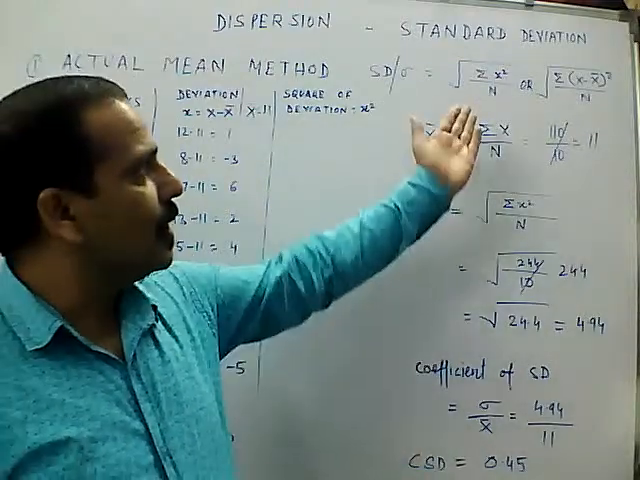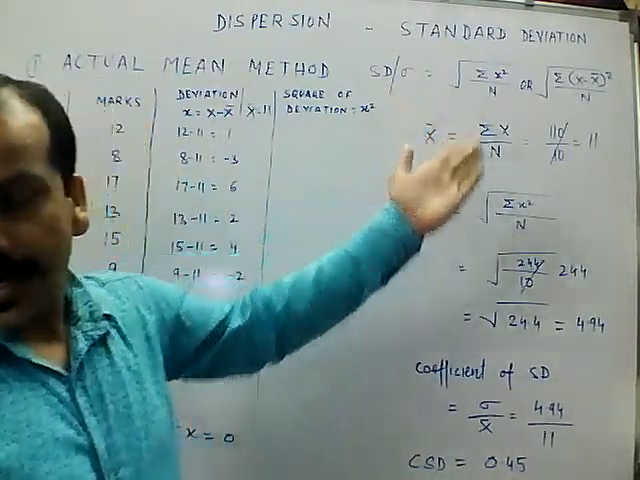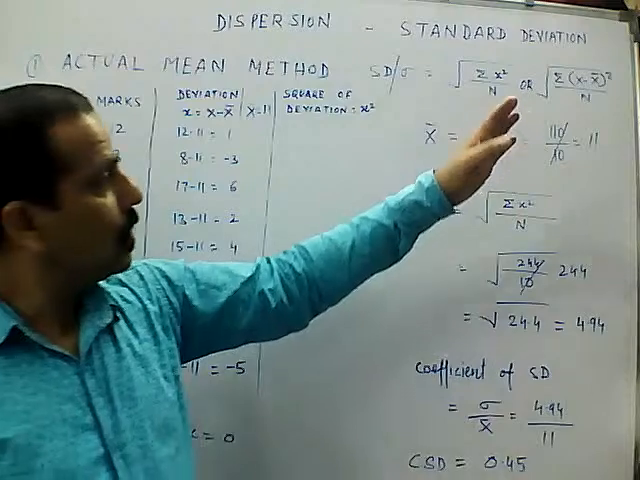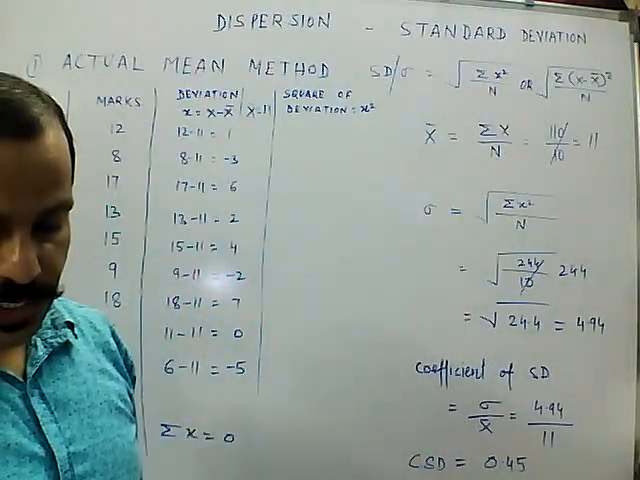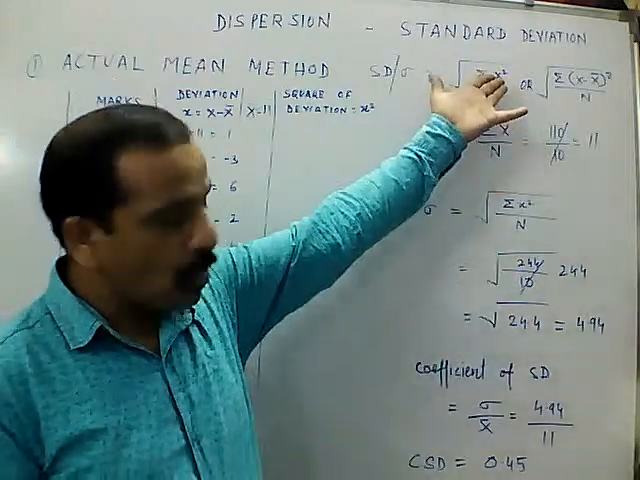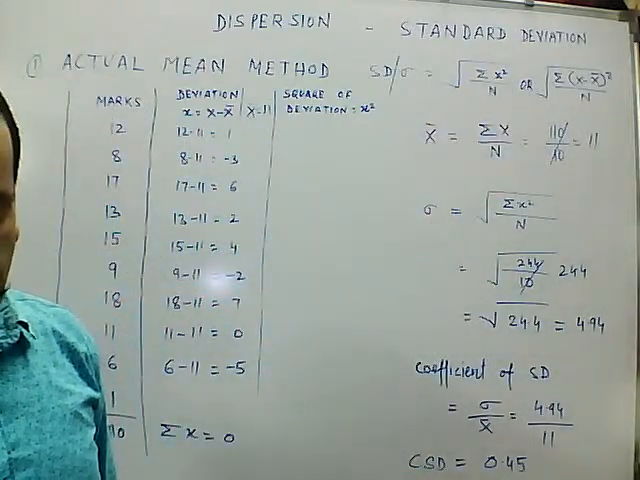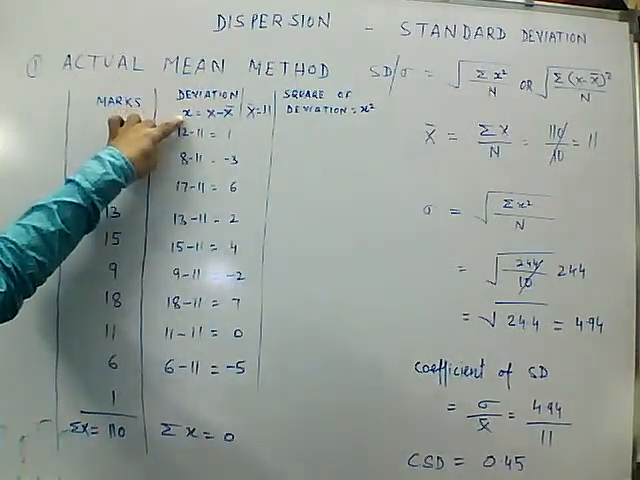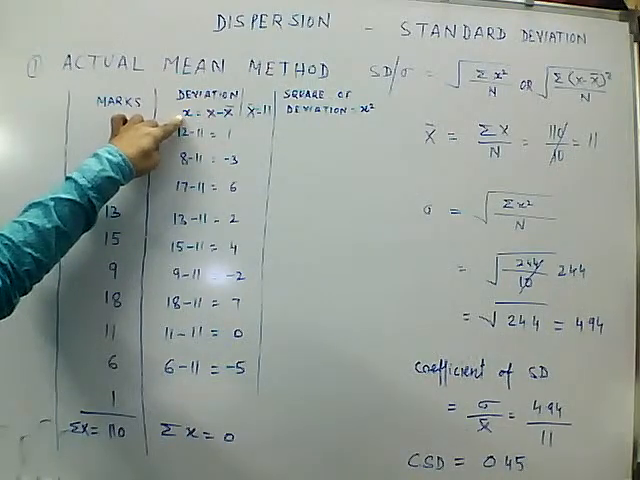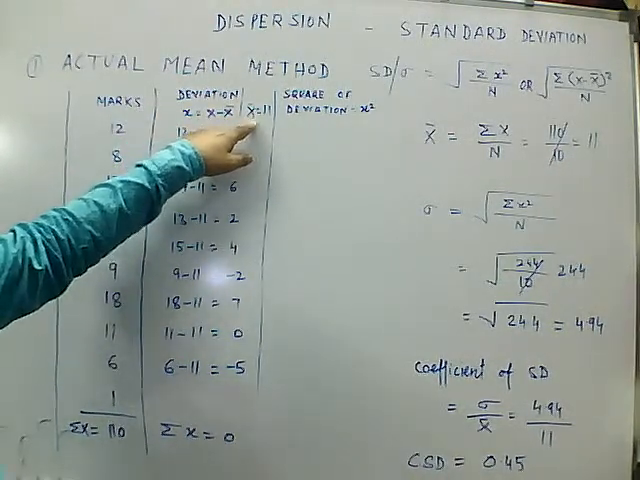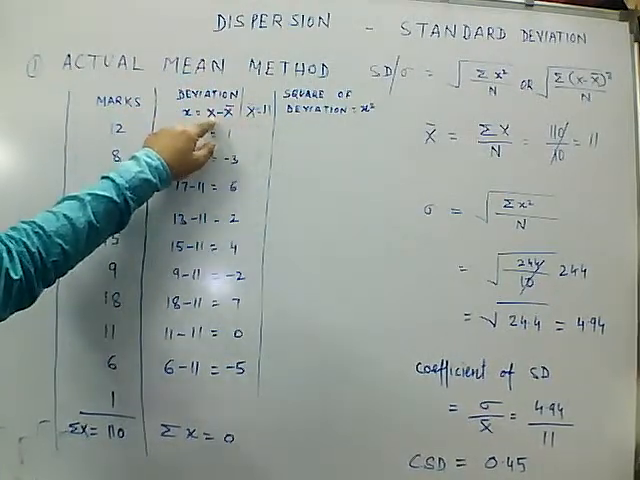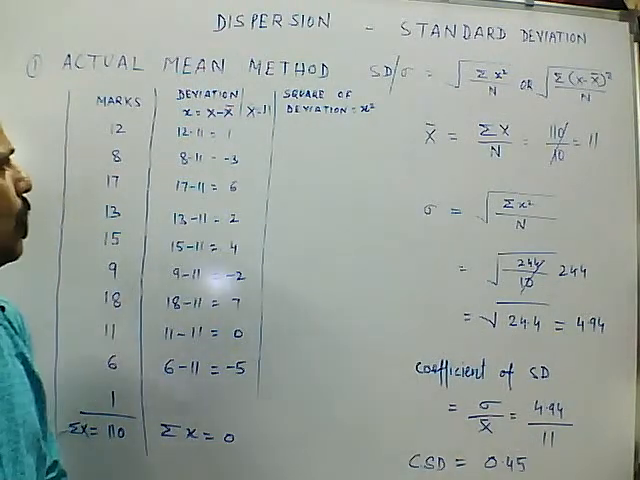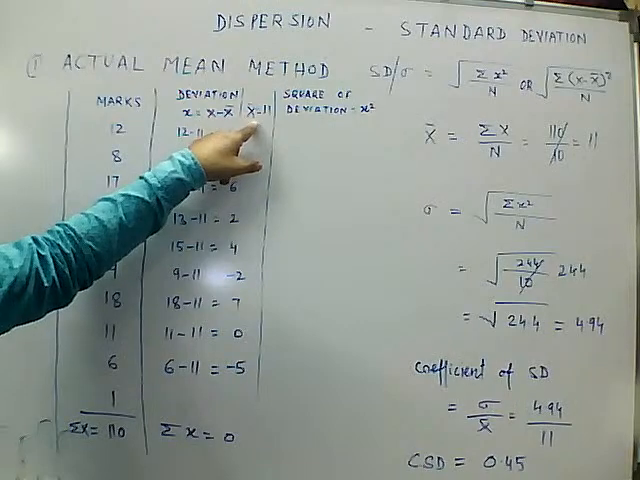So I'm going to repeat again. Standard deviation is a square root of the arithmetic mean of square of all deviations, square of all the deviation being measured from the arithmetic mean of the item. Deviation is measured from the arithmetic mean, means x is a value like 12, 8, 17, 13, 15, 9 and 18, minus actual mean 11.